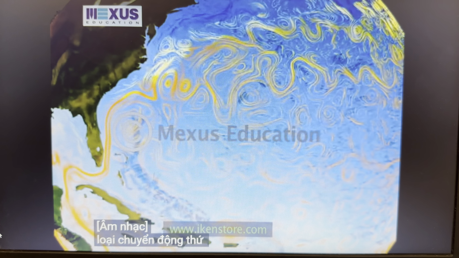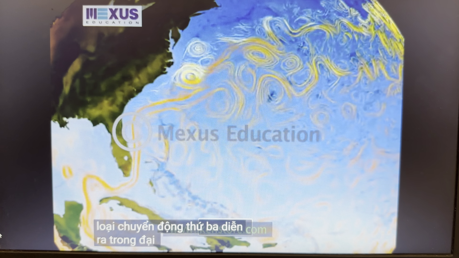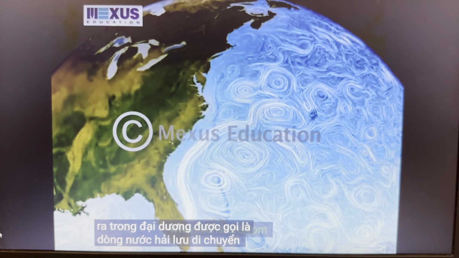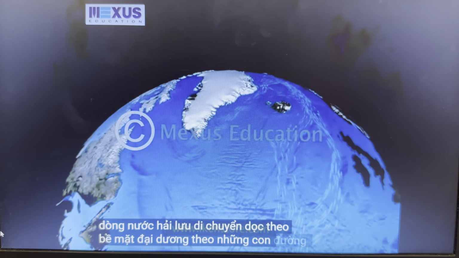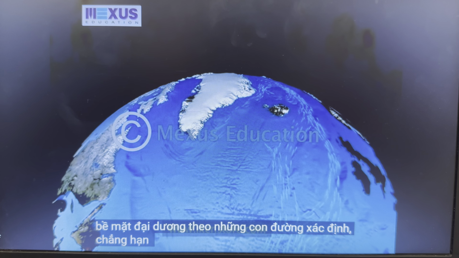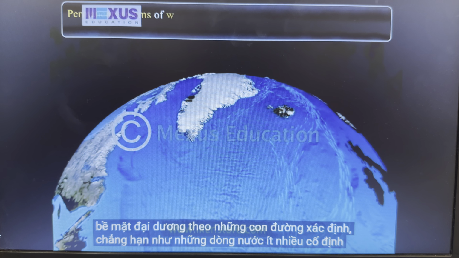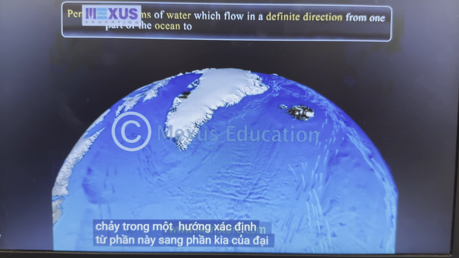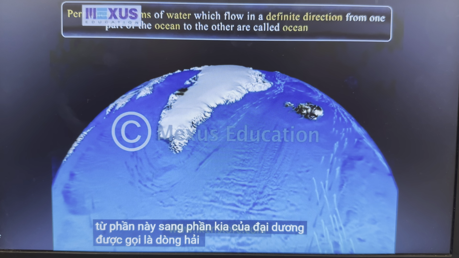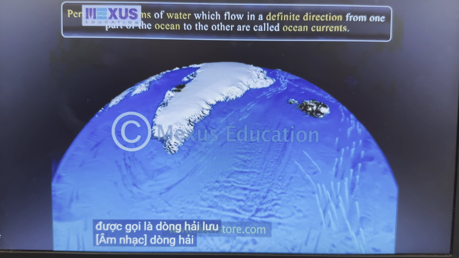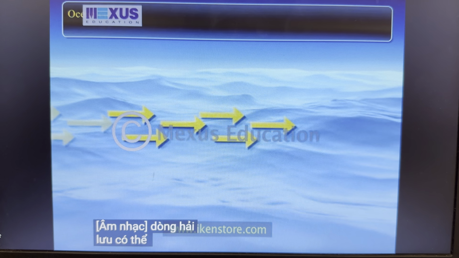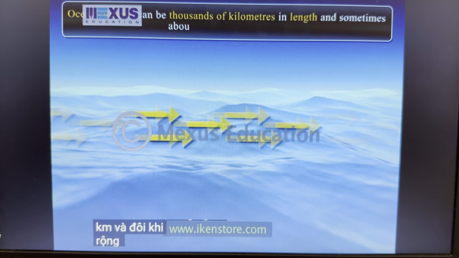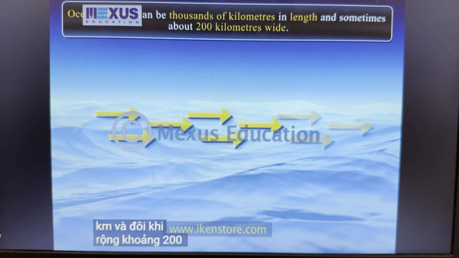The third type of movement that takes place in the oceans is known as an ocean current. Streams of water move along the surface of the ocean in definite paths. Such more or less permanent streams of water which flow in a definite direction from one part of the ocean to the other are called ocean currents. Ocean currents can be thousands of kilometers in length and sometimes about 200 kilometers wide.